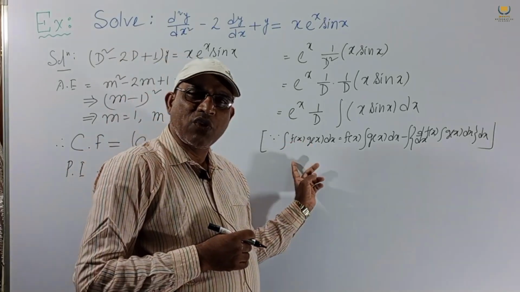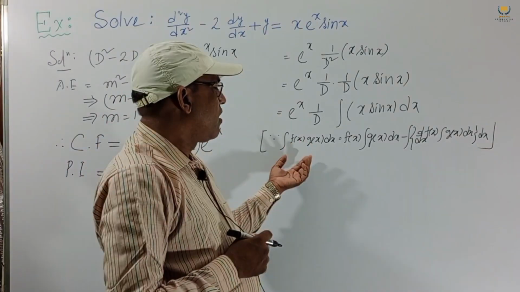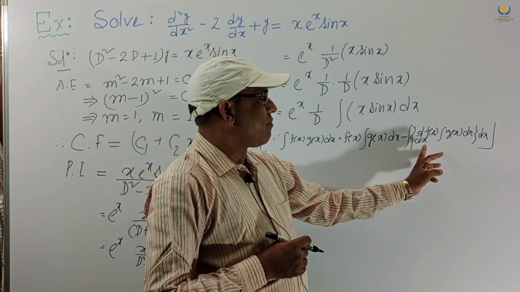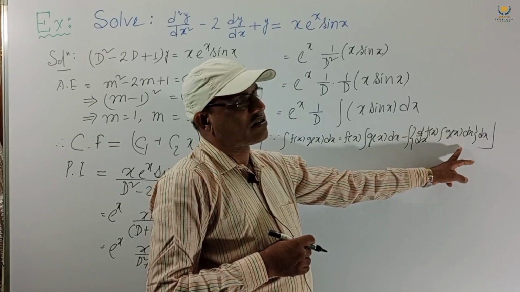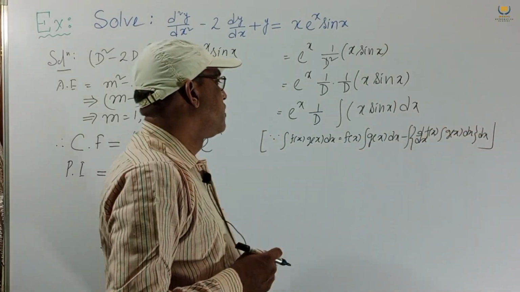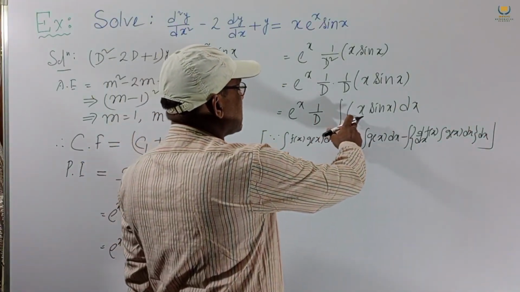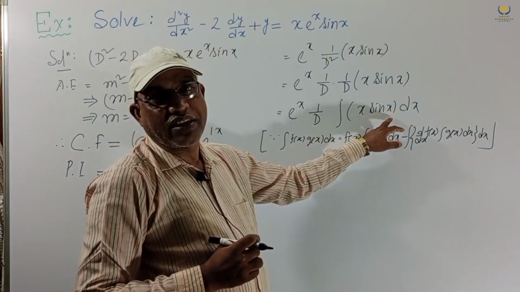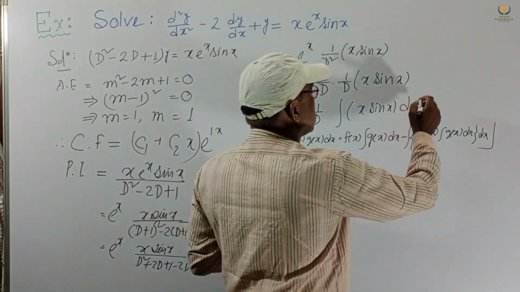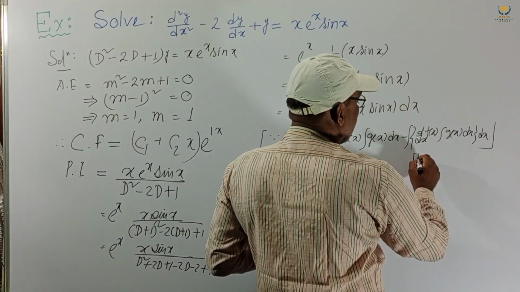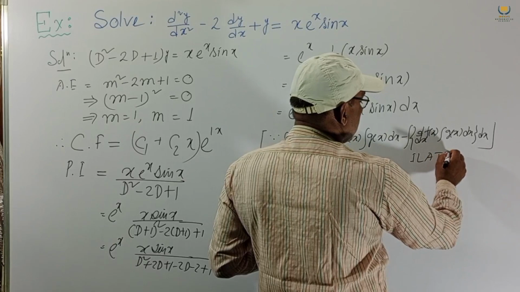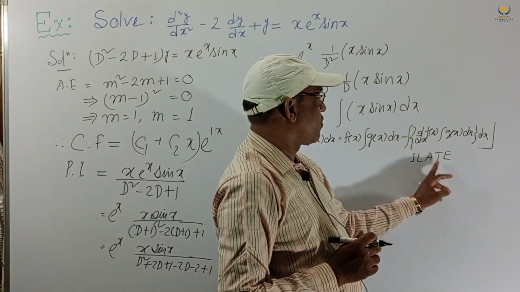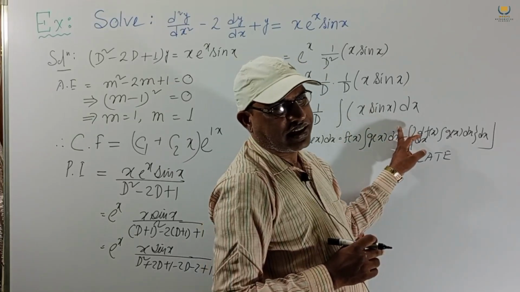For a product of two functions, sometimes it is written as u into v. Or I have written it as first function times integration of second, minus integration of d by dx of first function times integration of second, dx. So here we consider this is the first function and this is the second function. Here we have algebraic and trigonometry, and by the ILATE rule, algebraic first, trigonometry second.